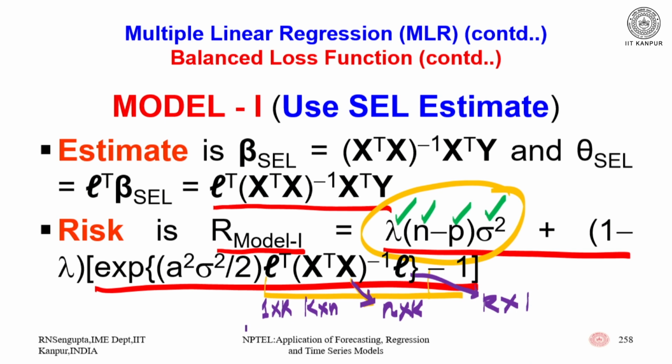So, if I consider all the things, k cross n into n cross k is k cross k, 1 cross k into k cross k is 1 cross k, 1 cross k into k cross 1 is 1 cross 1, which is a scalar. That means the second part of the risk is also a scalar. So, you will add up two scalar quantities and get the risk for model 1.